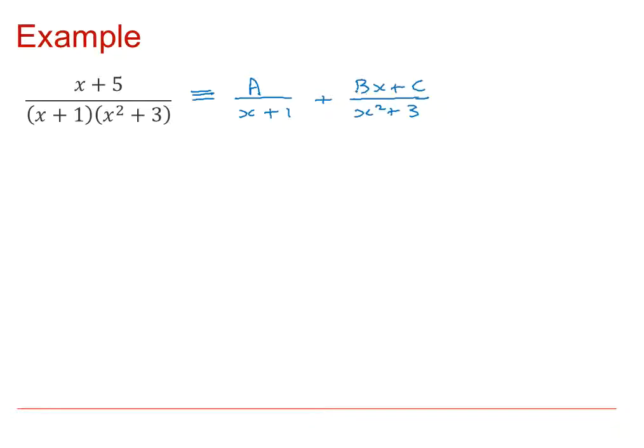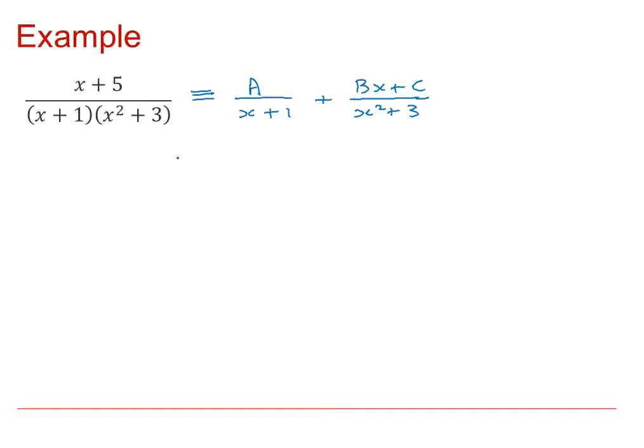And if you want to investigate what would happen if we didn't have the bx, for example if we just had c over x² + 3, you could try it without the bx and you'll find that you run into algebraic problems and contradictions. So we need something linear over the quadratic.